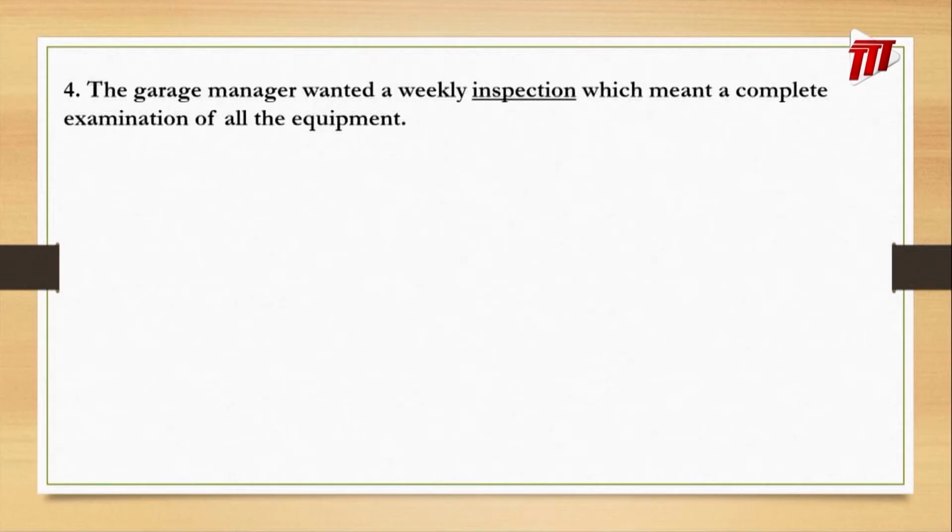The garage manager wanted a weekly inspection, which meant a complete examination of all the equipment. This one is as is. Are you reading the sentence on your own? What are the signal words? "Which meant." So inspection means a complete examination of all the equipment.